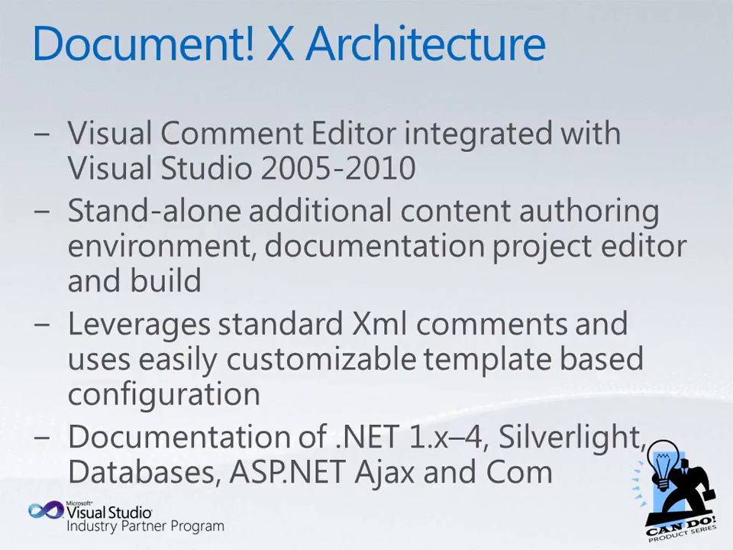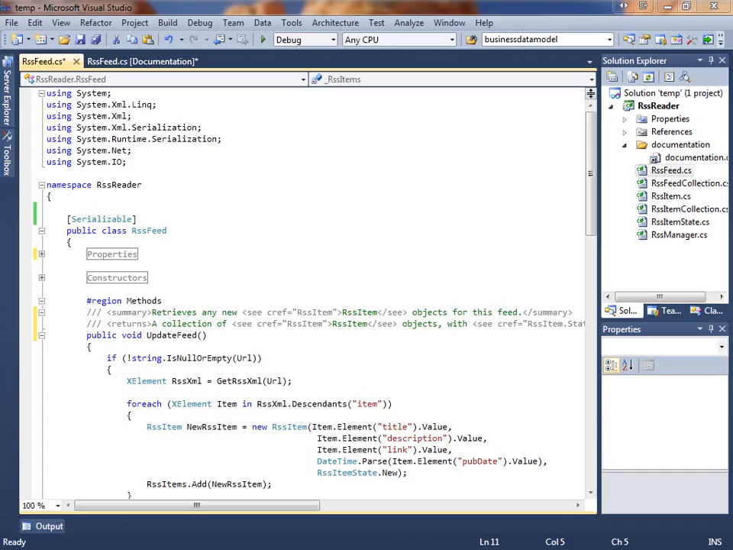We can make use of standard XML comments where they're produced by the .NET compilers, so that'd be C#, VB.NET and C++.NET. And we support the documentation of .NET 1 to 4 assemblies, Silverlight assemblies, database schemas, ASP.NET Ajax and COM.